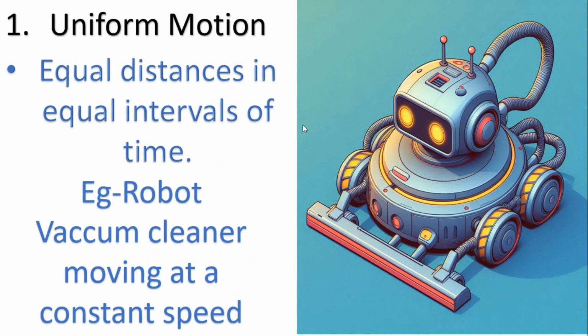This is when an object covers equal distances in equal intervals of time. Think of a robot vacuum cleaner moving at a constant speed. It's like on a mission to clear your room with military precision.